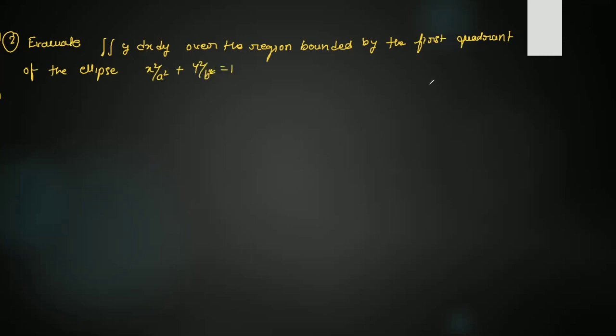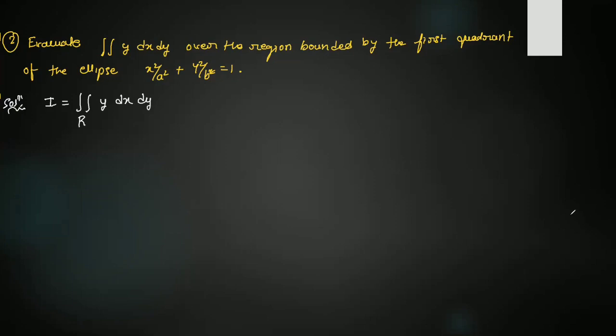See, they have given the first quadrant of the ellipse and the ellipse equation is also given. Sometimes they may not give the equation; you have to write down the equation. So first step, write I. I is the integral over R of y dx dy.